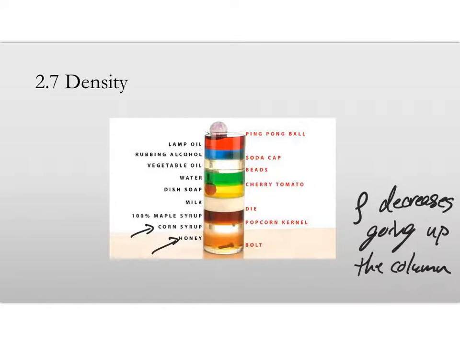Rubbing alcohol is a polar compound. It will not dissolve in vegetable oil, but it is less dense than the vegetable oil. And finally, lamp oil or kerosene will not dissolve in the rubbing alcohol, and it's less dense than that. And they add colors to it to make it look pretty.